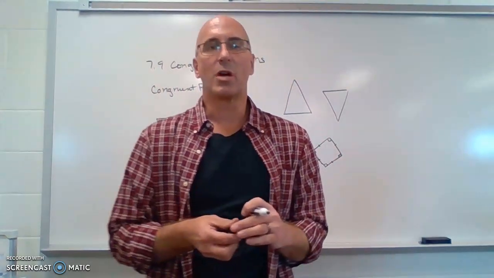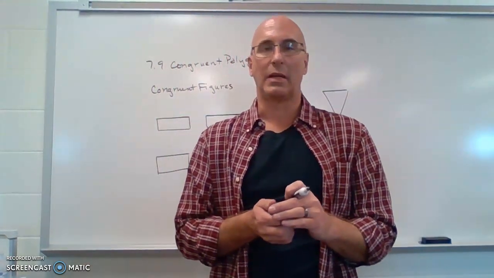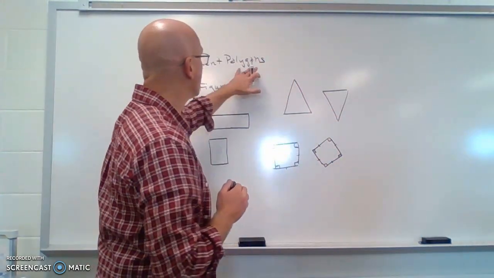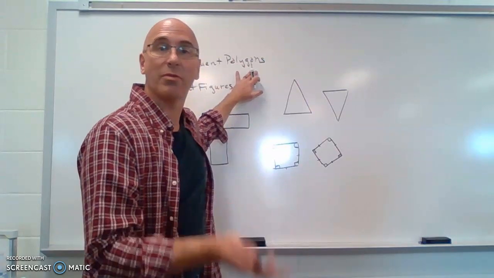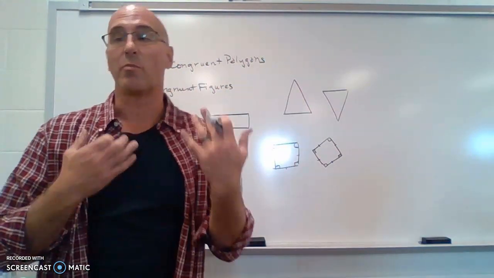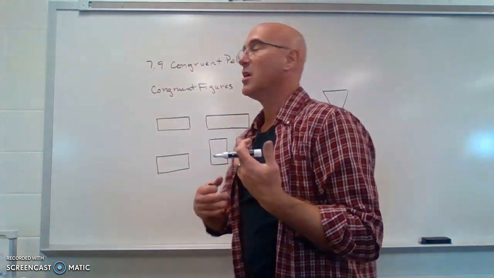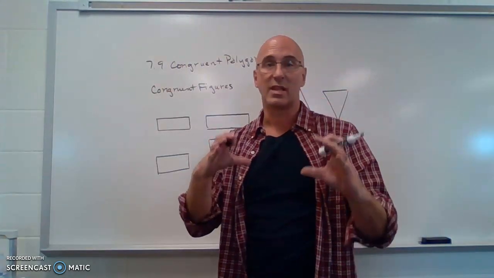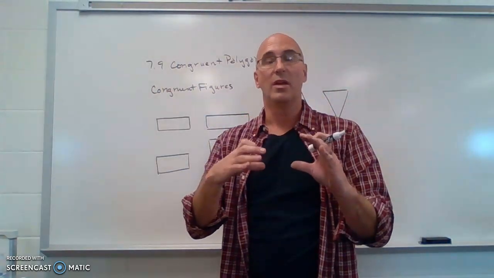So today we are going to be talking about congruent polygons. So let's just talk about what some of those things mean. Polygon means a shape of three or more sides. Congruent means that something is equal, their measures are equal. So a congruent figure means it has the same size and shape.